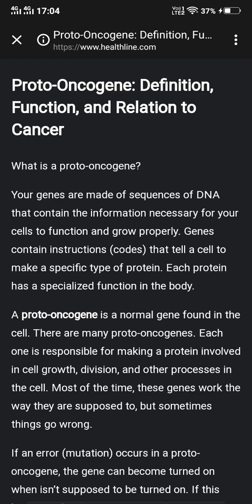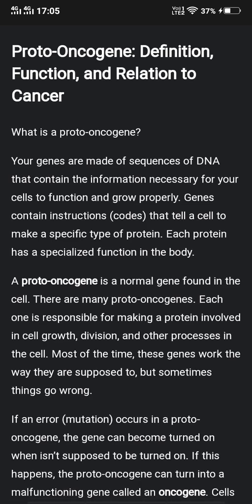What are proto-oncogenes? Your genes are made of sequences of DNA, as you all know, that contain the information necessary for your cells to function and grow properly. Genes contain instructions, code that tells a cell to make a specific type of protein. Each protein has a specialized function in our body. A proto-oncogene is a normal gene found in the cell.